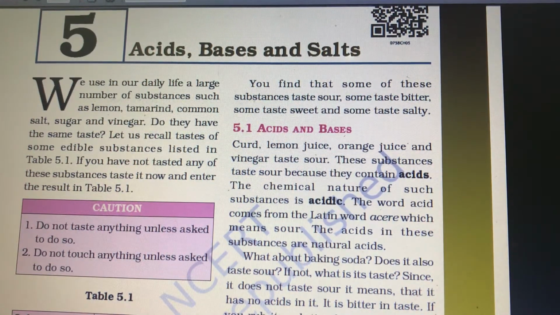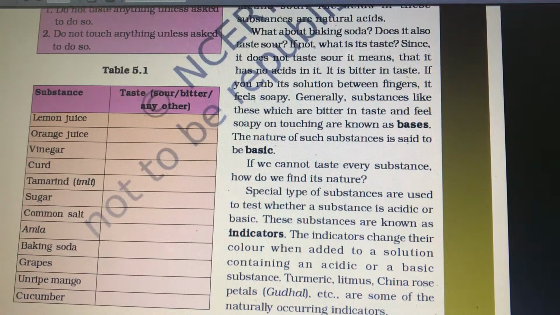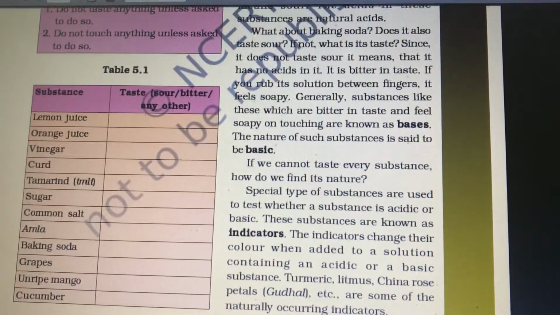We see in our daily life there are certain substances which taste sour and some taste bitter and some have other tastes like sweet or salty. Now we can look at table 5.1: lemon juice, orange, vinegar, curd, tamarind, amla, grapes, unripe mango, these all taste sour. Then in the same table we have common salt which tastes salty, sugar which tastes sweet, and baking soda, which is used in our kitchen for making bakery products like cake, and it is bitter in taste. Now you are aware of the taste of the substances.